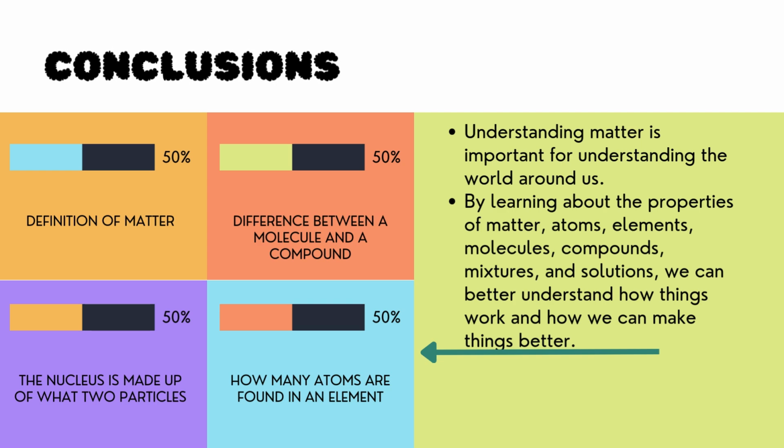Conclusion. Today we learnt: definition of matter, difference between a molecule and a compound. The nucleus is made up of what two particles? Understanding matter is important for understanding the world around us. By learning about the properties of matter, atoms, elements, molecules, compounds, mixtures, and solutions, we can better understand how things work and how we can make things better.